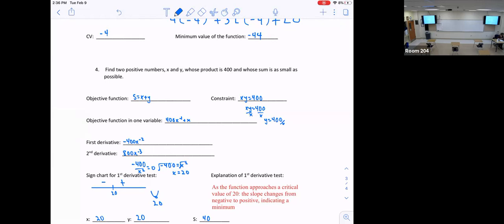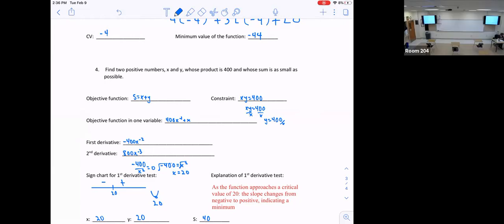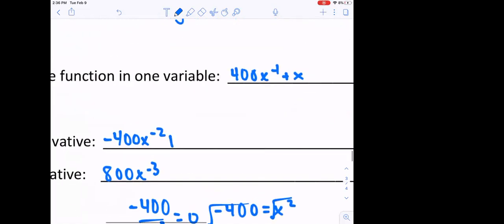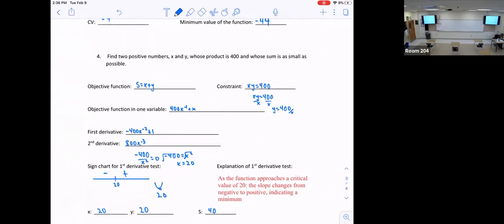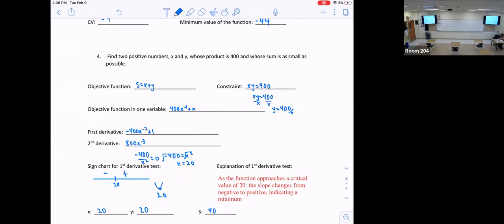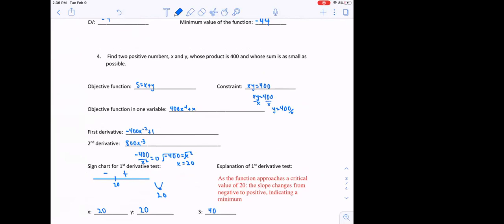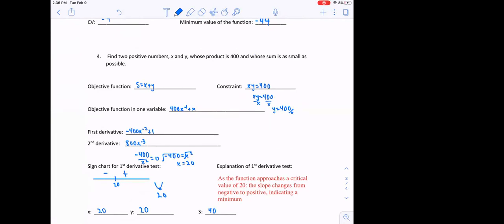So I'm going to switch over to Olivia. Well done, Sophia. Olivia, could you do the first derivative and tell Victor what the correction is? Okay. So for the first derivative, it would become -400x to the -2 plus 1. And then you'd make that equal 0, which would factor out to x equaling 20.